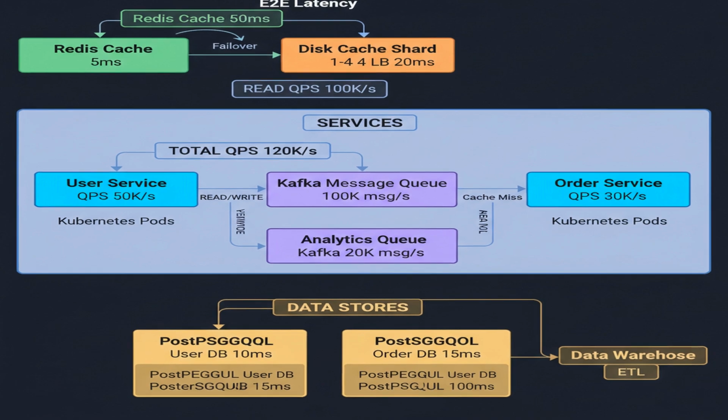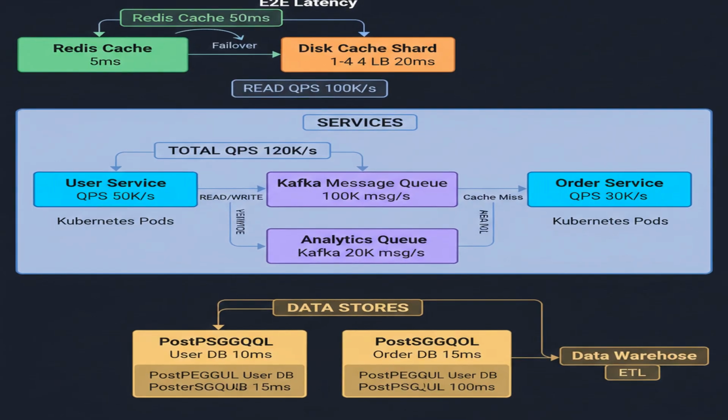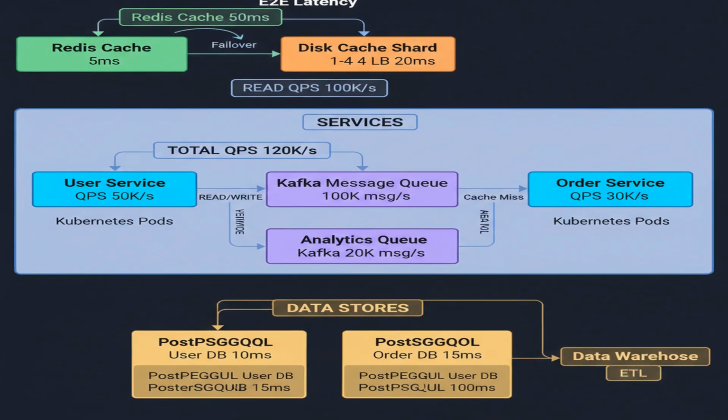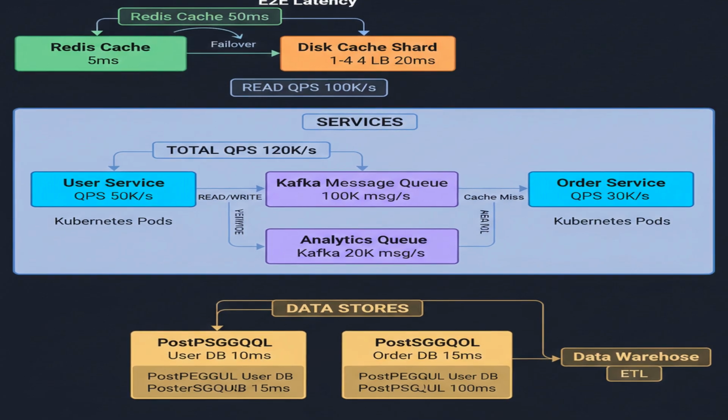An experienced interviewer will probe, what happens at 10x scale? Here's the key. We'd need to dynamically adjust our sharding strategy and potentially introduce more caching tiers. We use consistent hashing for sharding because it minimizes data movement when adding or removing servers. Range-based sharding can lead to hotspots.